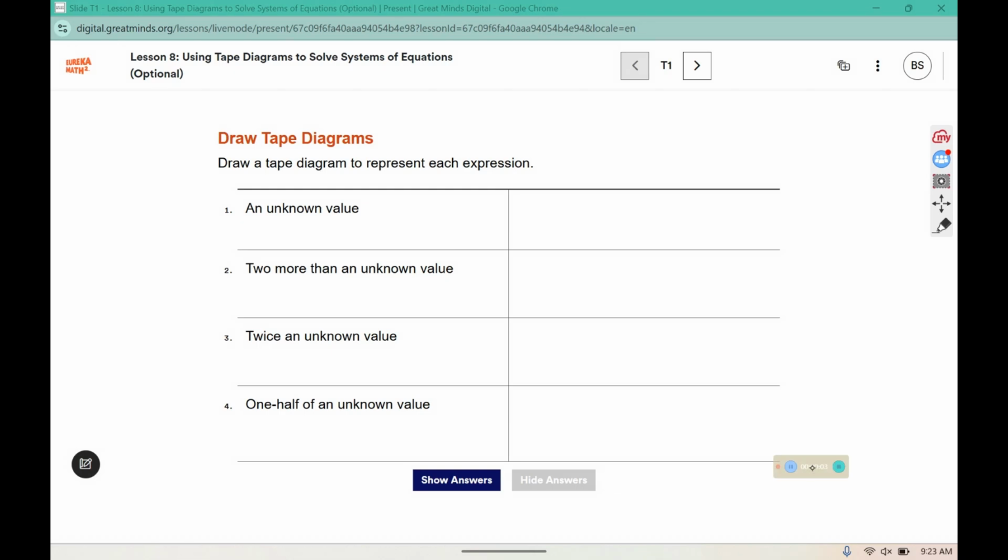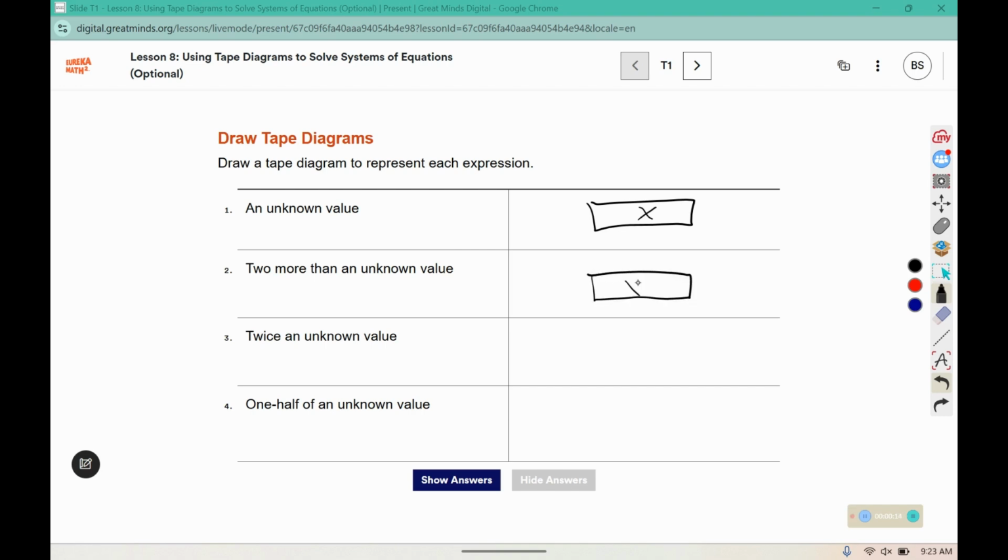Draw a tape diagram to represent each expression. The unknown value. 2 more than the unknown value. So we'll add 2 to the end of it.